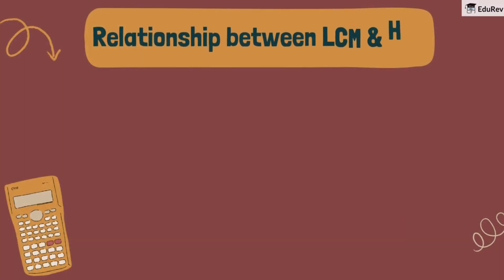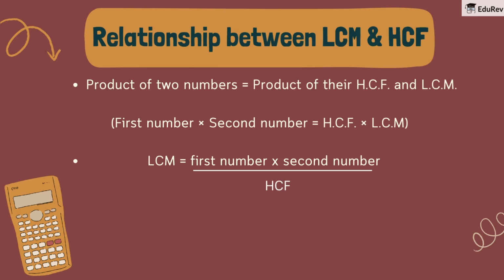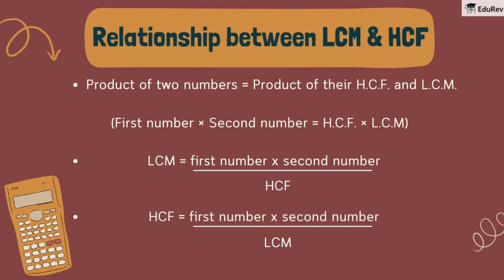Finally, we can summarize the relationship between LCM and HCF. The product of two numbers equals the product of their HCF and LCM. LCM can be found out by multiplying the first number by the second number and then dividing the product by the HCF. Similarly, you can find the HCF by dividing the product of the two numbers by their LCM.